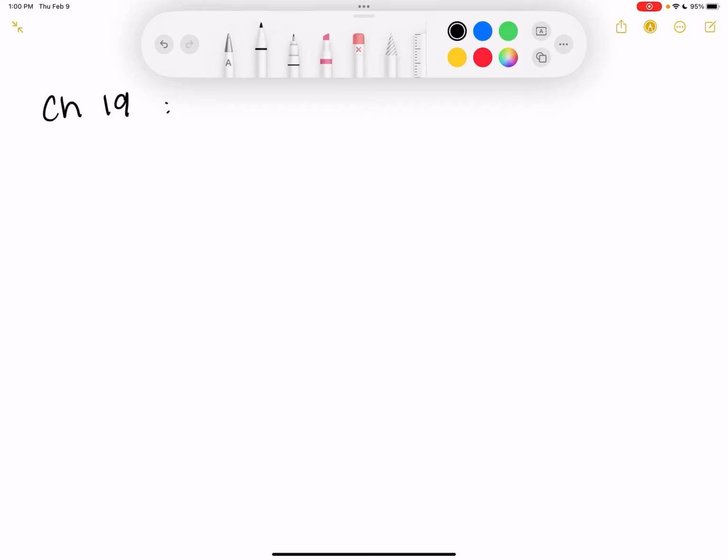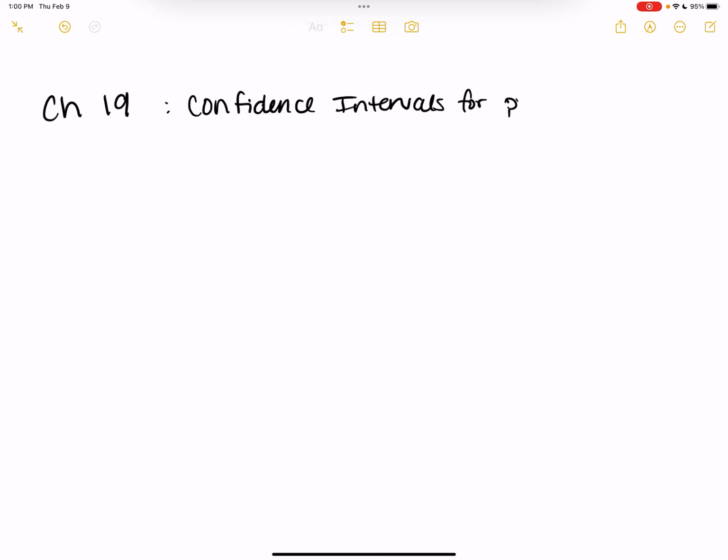Chapter 19, confidence intervals for proportion.